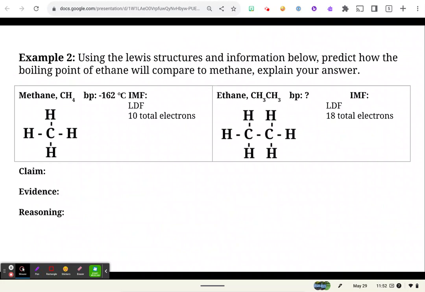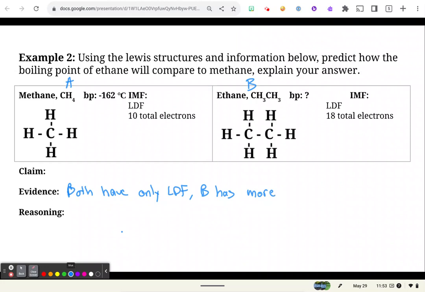All right, let's try another one. Again, look at the intermolecular forces, and that's where we're going to start. Again, I'm going to label these A and B. They both only have LDF, but there's a difference in them. So my evidence is that both have only LDF. B has more electrons. The only time the number of electrons matters is if they have the exact same forces. In this case, they do, so I have to go to the electrons.